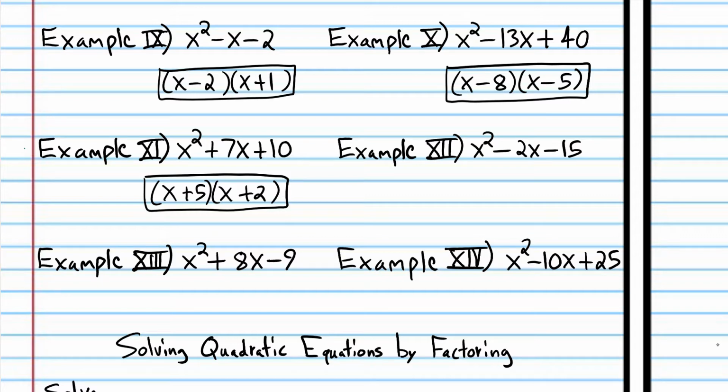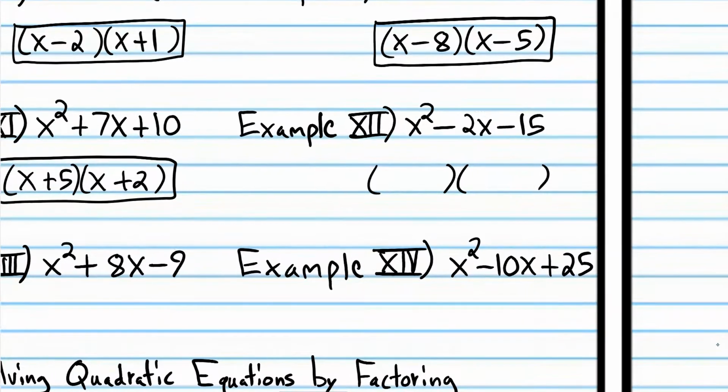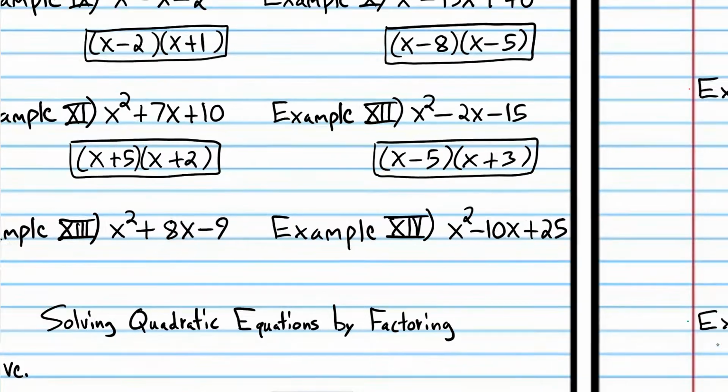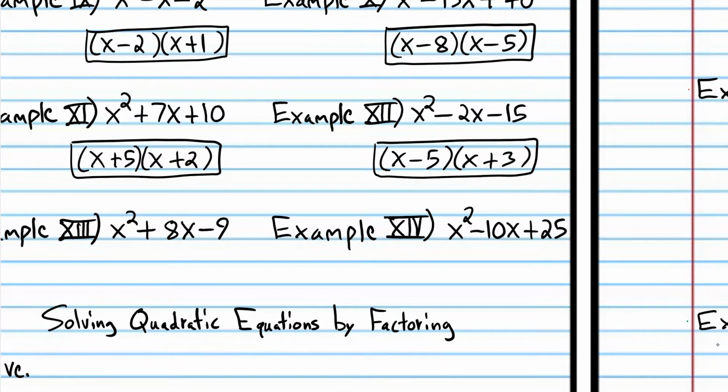All right, we're back. So we're going to put two sets of parentheses there, and x, and what two numbers multiply to negative 15 and add up to negative 2? That's going to be negative 5 and positive 3. Again, I could go through all the possible options here, but that would just take a long time, and you probably don't need me to do that.